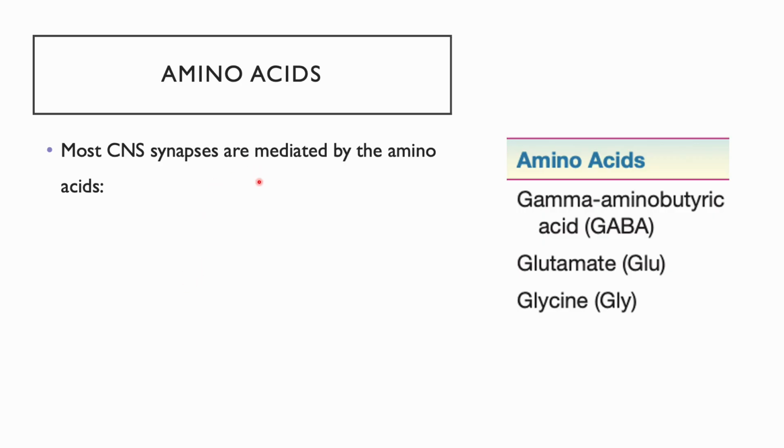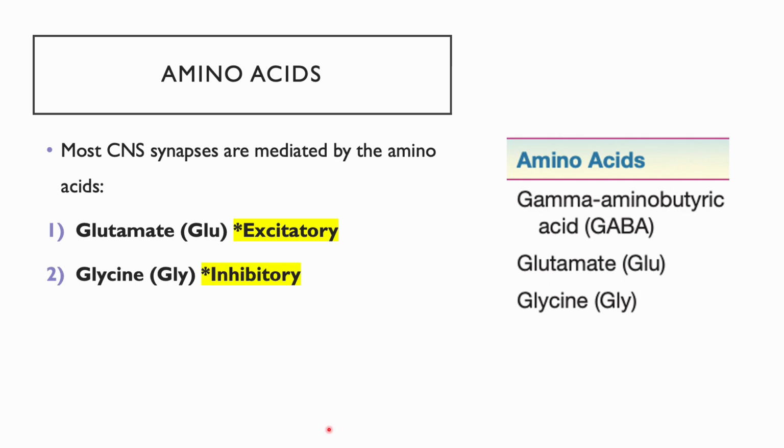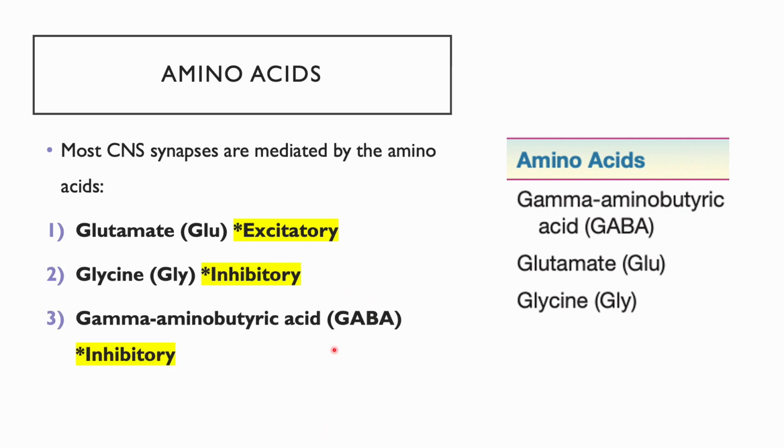Most synapses in the central nervous system are mediated by the amino acids GABA, glutamate, and glycine. We're going to talk about all 3 of these individually. First, glutamate is the key excitatory neurotransmitter that's going to increase excitement. Glycine and GABA are typically inhibitory neurotransmitters, meaning they're likely to inhibit actions of the postsynaptic neuron. Now let's look at these more in depth.